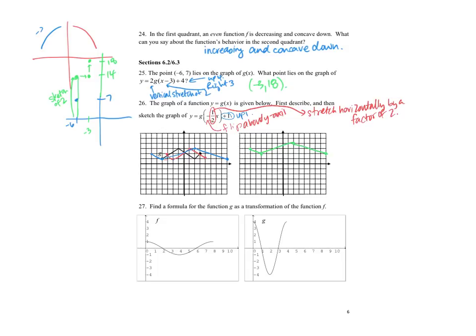The next one, find a formula for the function g as a transformation of the function f. So one of the things we might note is that I have a squeeze in the horizontal direction by a factor of 1/2. So g is going to be equal to, I'll have a 2x. So that's going to be my compression in a horizontal direction.